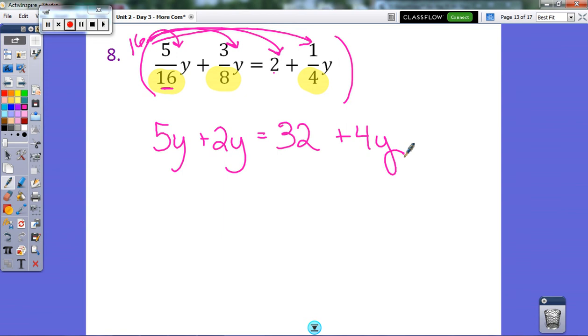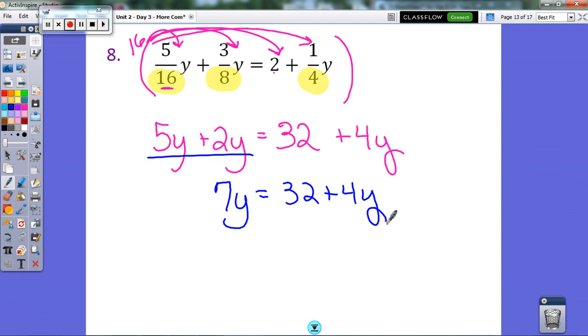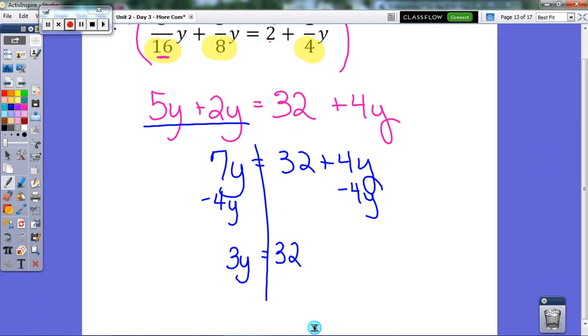So once all my fractions are gone, this actually becomes a much easier problem to deal with. I'm going to combine like terms. That's supposed to be a y. Combine like terms. Get all of your y's on one side. So now I have 3y equals 32. And now, guys, I have to solve it for y. So I'm going to divide each side by 3. And y is going to equal 10 and 2/3.